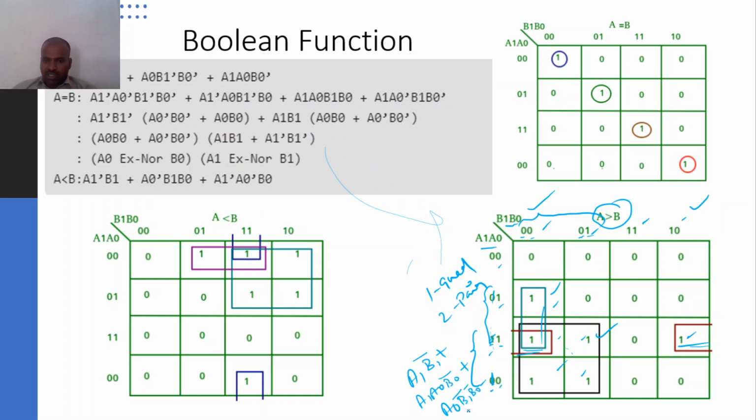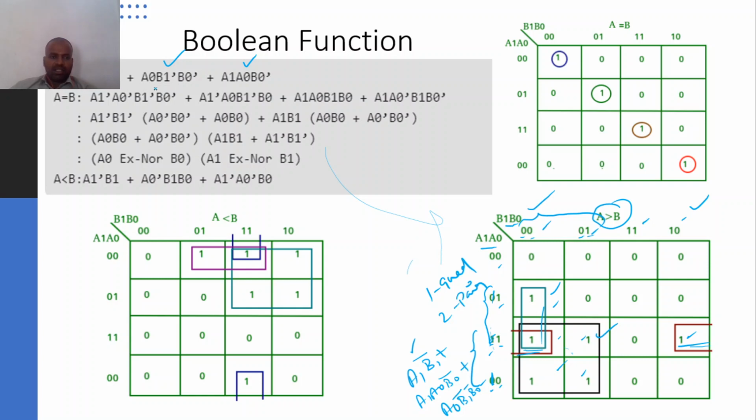Okay, so now this is the expression for a greater than b. Have a look at this. Here it is, a greater than b. The first one is a1 b1 bar, so a1 b1 bar is here, and the second one is a1 a0 b0 bar, and a0 b1 bar b0 bar. So here it is. We got the expression for a greater than b.